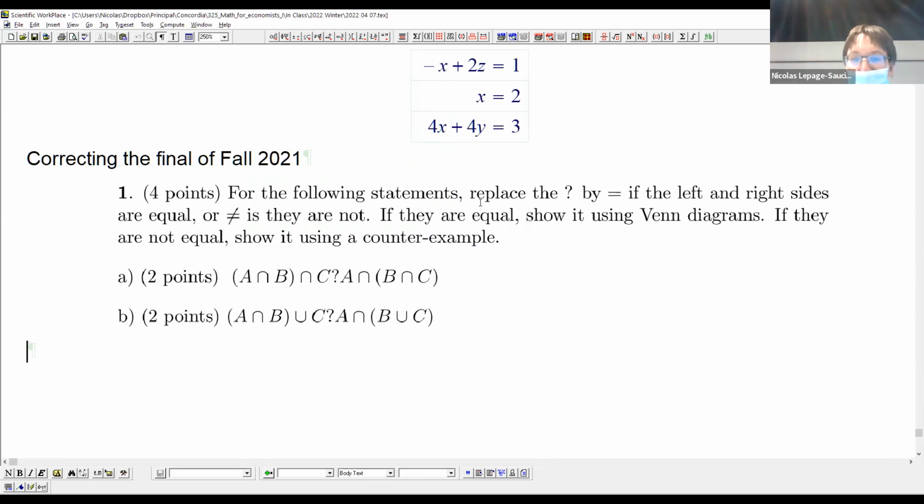For the following statements, replace the question mark with "equal" if the left and right sides are the same, or "not equal" if they are not. If they are equal, show it using Venn diagrams. If they are not, show it using a counterexample. So think about it. Are they equal? Are they not equal?